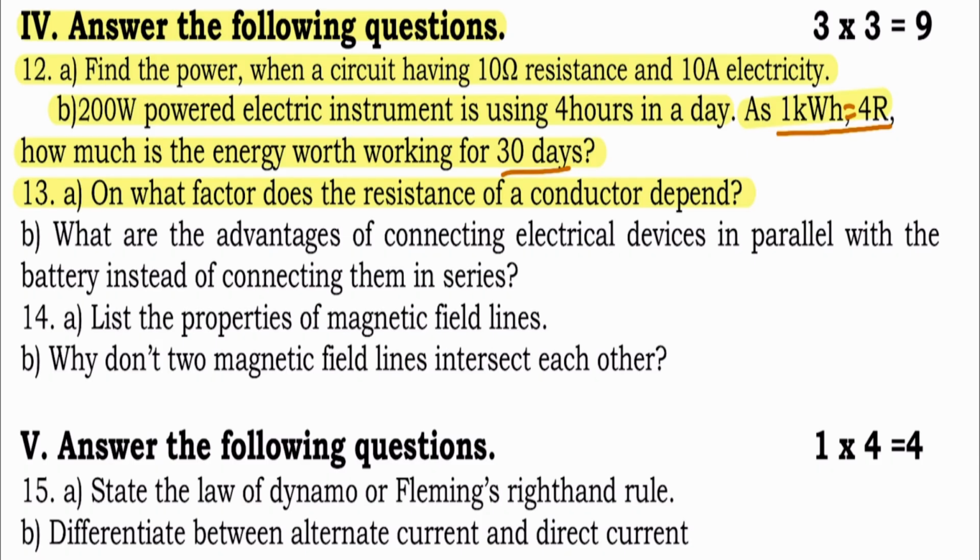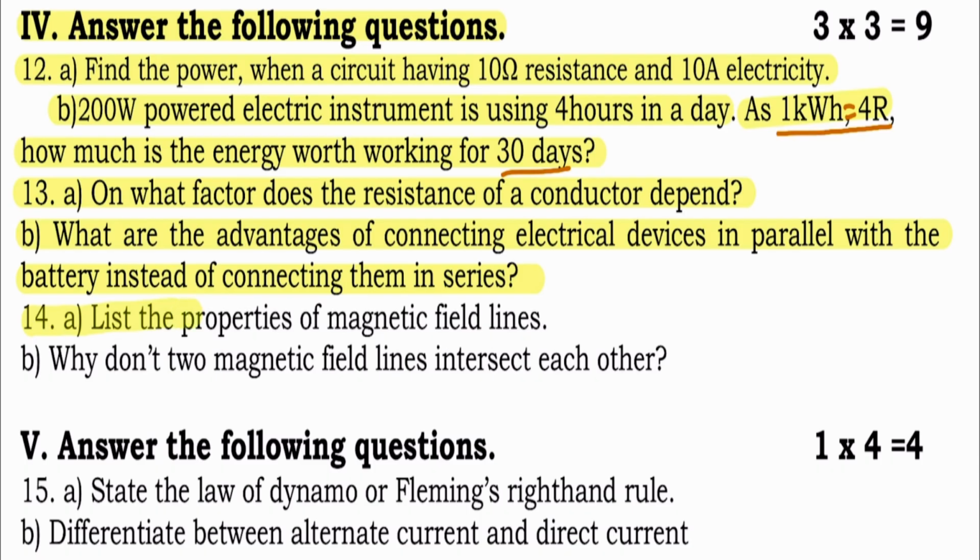Next question. What are the advantages of connecting electrical devices in parallel with the battery instead of connecting them in series? So if we connect them in parallel, the devices operate independently. Means if one device fails, the other device continues to work, and each device receives the full battery potential, means voltage, ensuring the consistent performance. And we have flexibility, means we can add or remove any devices without affecting the operation.